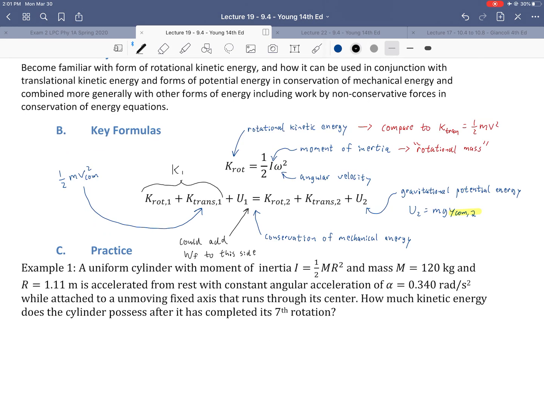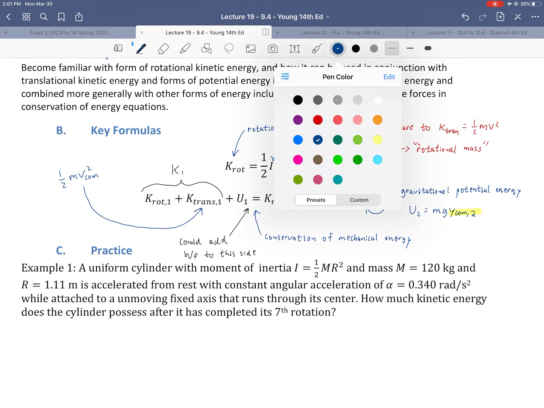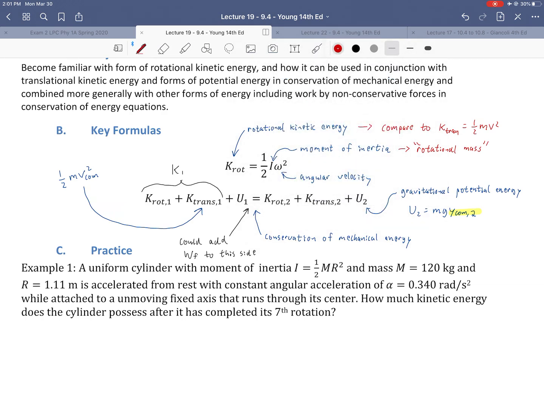And not the geometric center either. Notice it's the center of mass. Now you might be like, wait, aren't those the same? Well, not if you have an uneven distribution. More on that later. All right, so that's it.